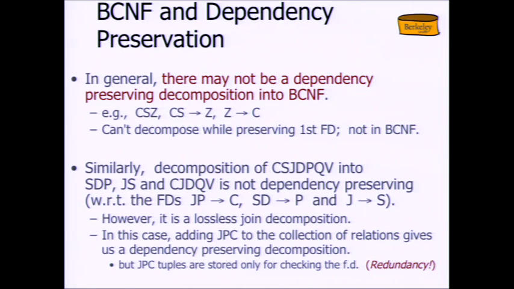CSZ, CS determines Z and Z determines C. You can't decompose this while preserving the first functional dependency. Just to go through it, CSZ is the original. CS determines Z, I get that right? And Z determines C. We can split it apart. The natural thing to do would be to tear this pair off into its own table. And we leave Z on both sides, but we take C out of one side. So we get these two tables, right? That's our decomposition. It's not dependency preserving.